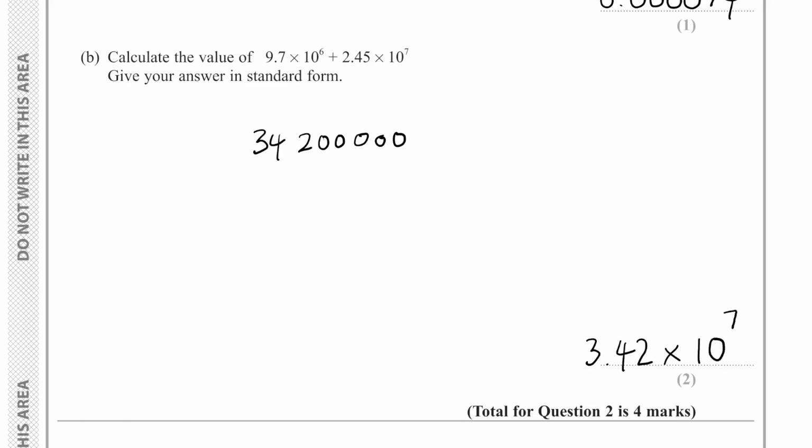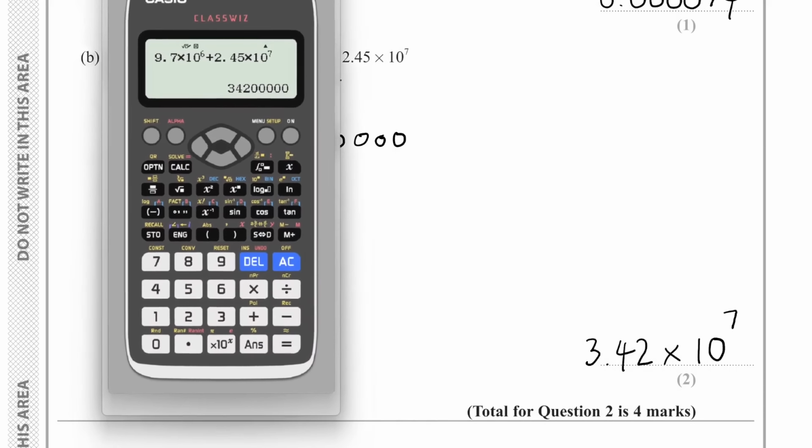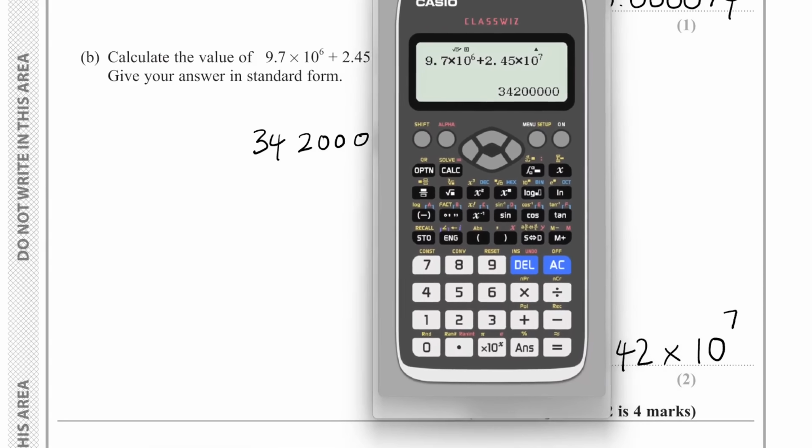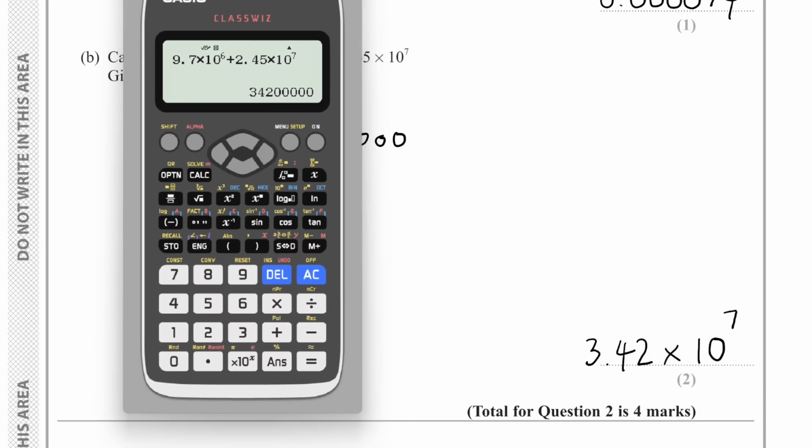And again, check it on the calculator. So if I type in the answer, it's going to go back to 34,200,000. So 3.42 times 10 to the power of 7. And there we have it.